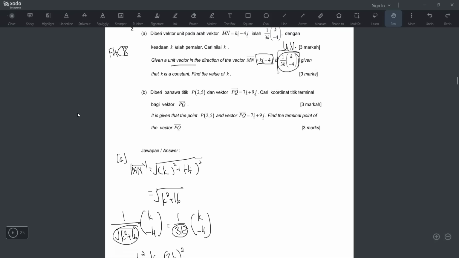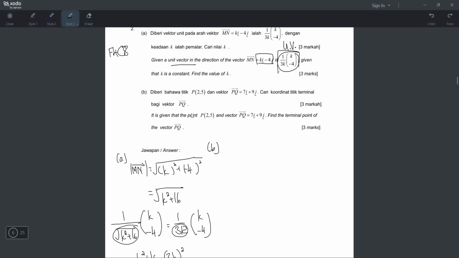Alright, let's do B. So B says it is given that point P is (2, 5). Okay, this is a coordinate, and the vector PQ is 7i plus 9j. So I can find point Q, because they give you P already, right? And then they say P to Q is 7i plus 9j, and then find the terminal point of the vector PQ.